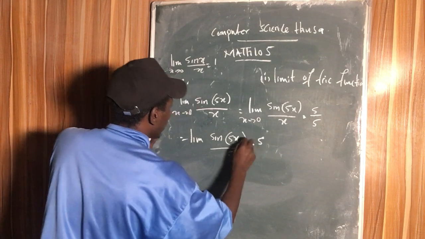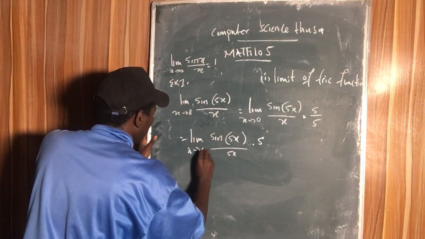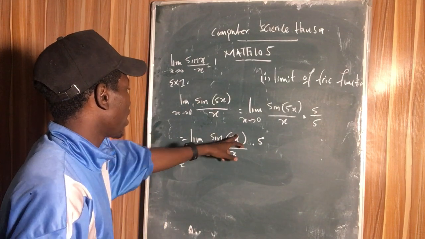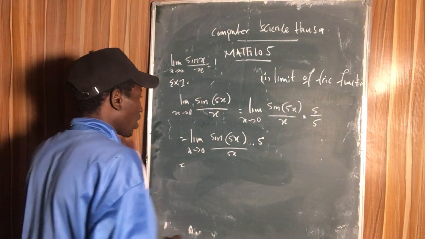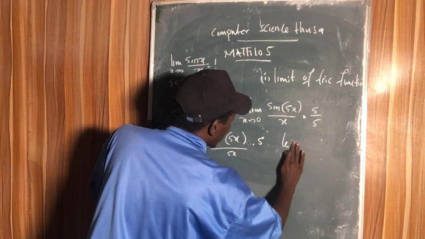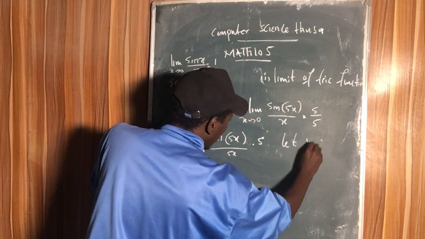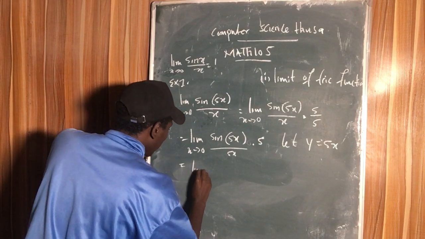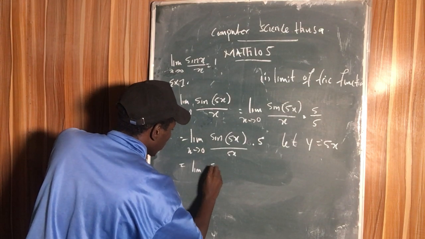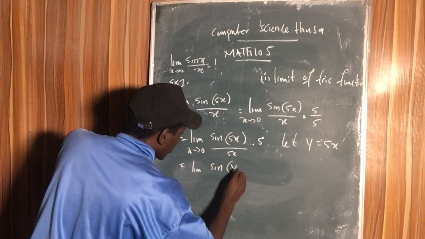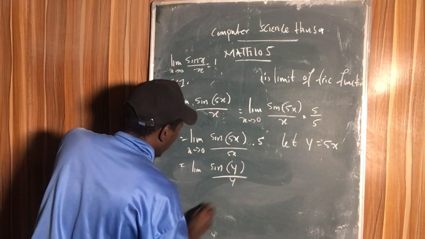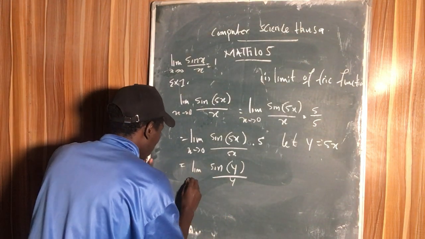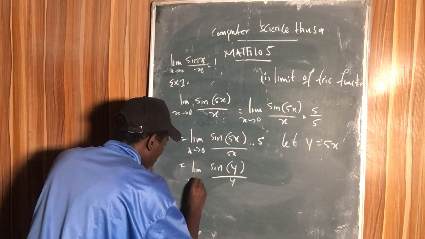Sai mu bar 5 din nan times 5 din as x tends to 0. So sine 5x all over 5x normally, right? Idan muka ce let's say y is going to be 5x, wannan 5x ya zama y. So kun ga muna da limit of sine y all over y. Now I'm dealing with y, right? So that must say as y tends to 0.